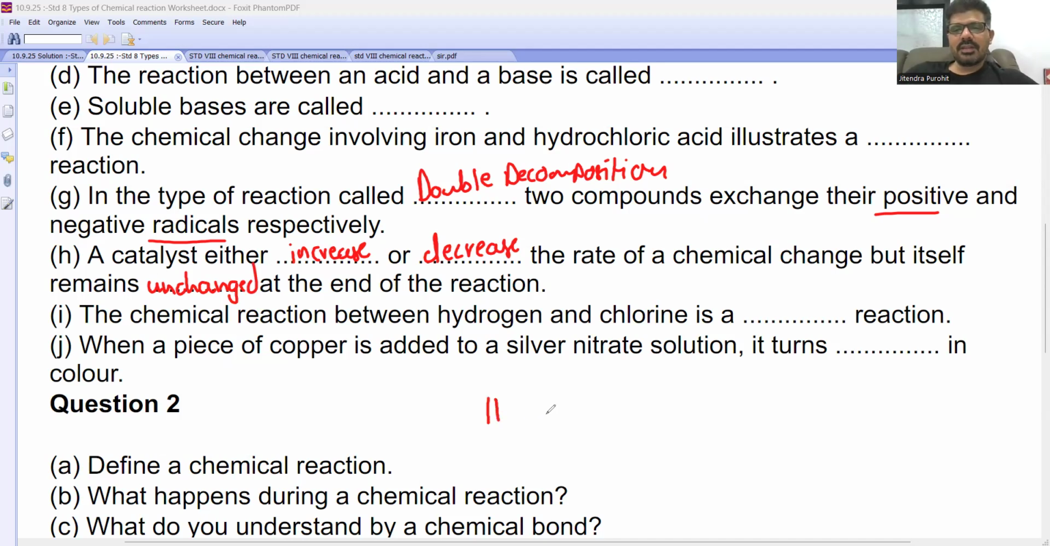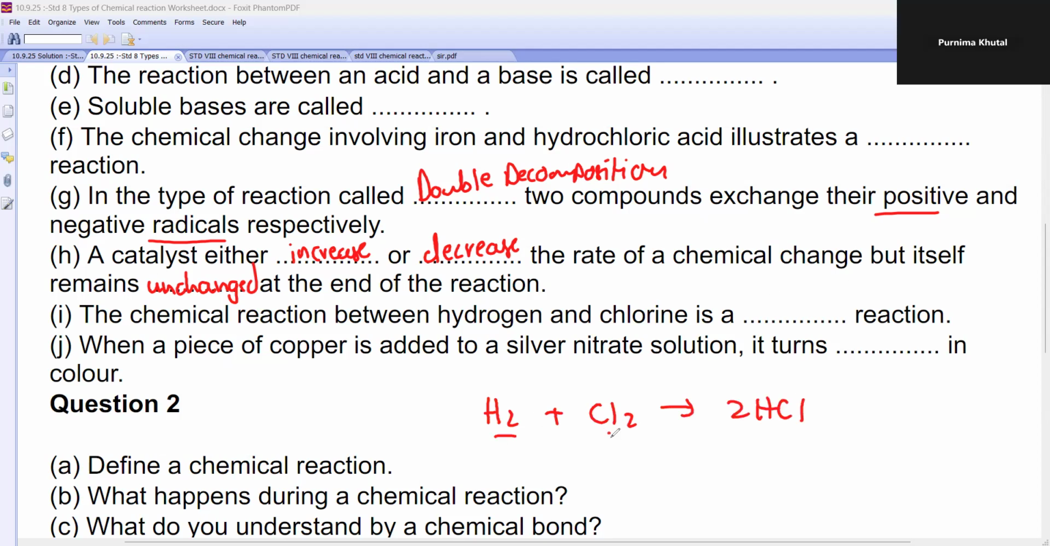The chemical reaction between hydrogen and chlorine. Beta, when hydrogen reacts with chlorine, you get what? HCl. So it is which reaction? Combination. But since both are single elements, we can also call it synthesis.